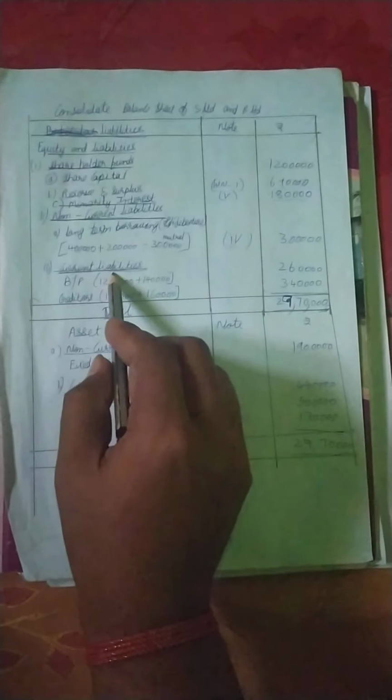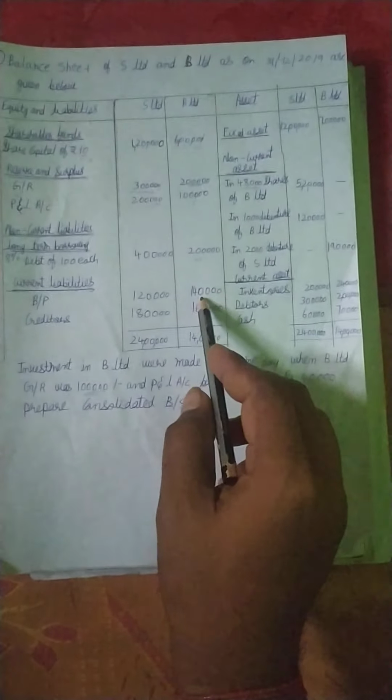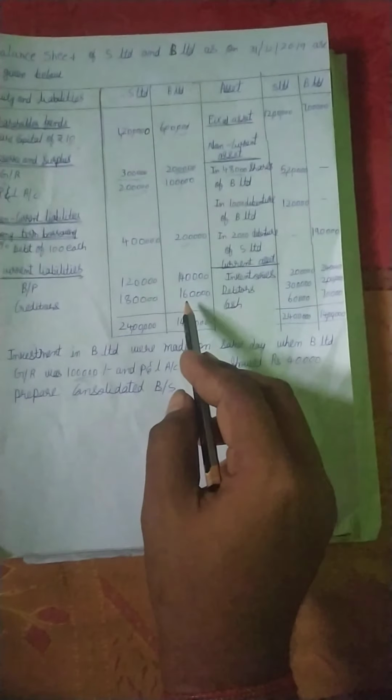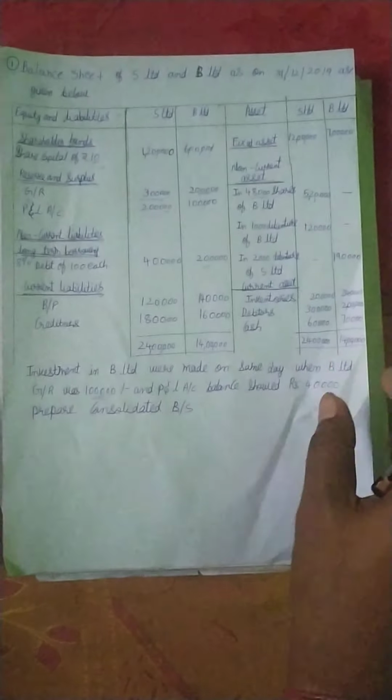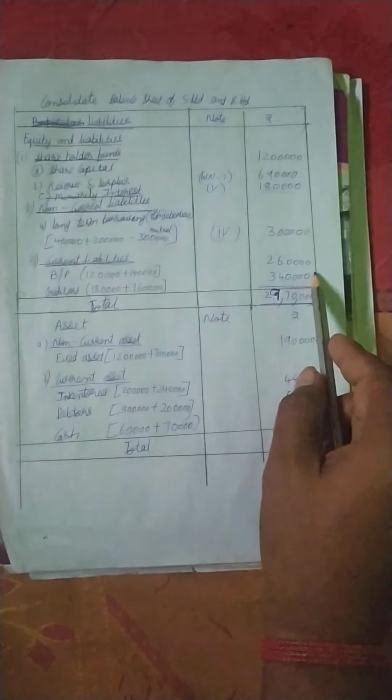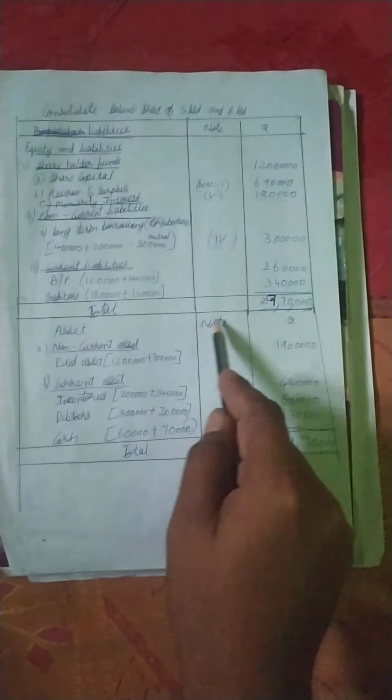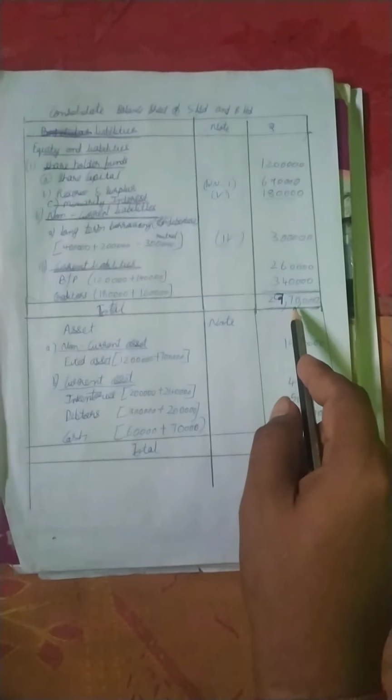And current liability, as you know, should be totaled up and written down here. Bills payable of S company is 1,20,000 and bills payable of B company is 1,40,000, and creditors are 1,80,000 for S company and 1,60,000 for B company. We should be totaling and writing up 2,60,000 and 3,40,000. Total liability is 29 lakhs 70,000.